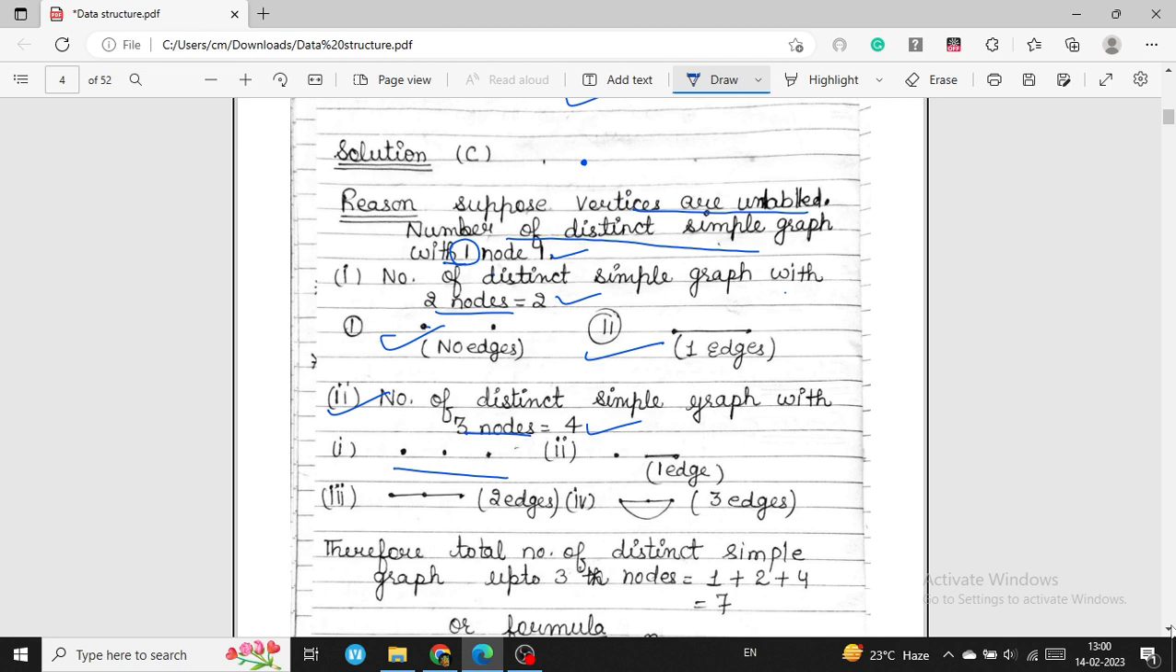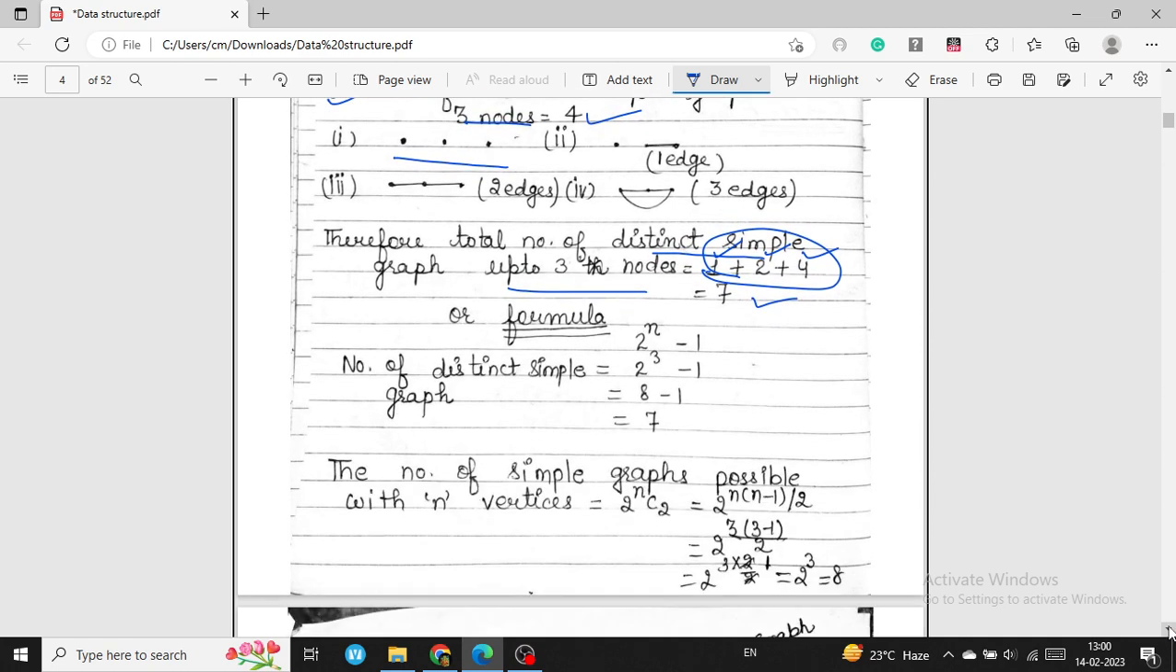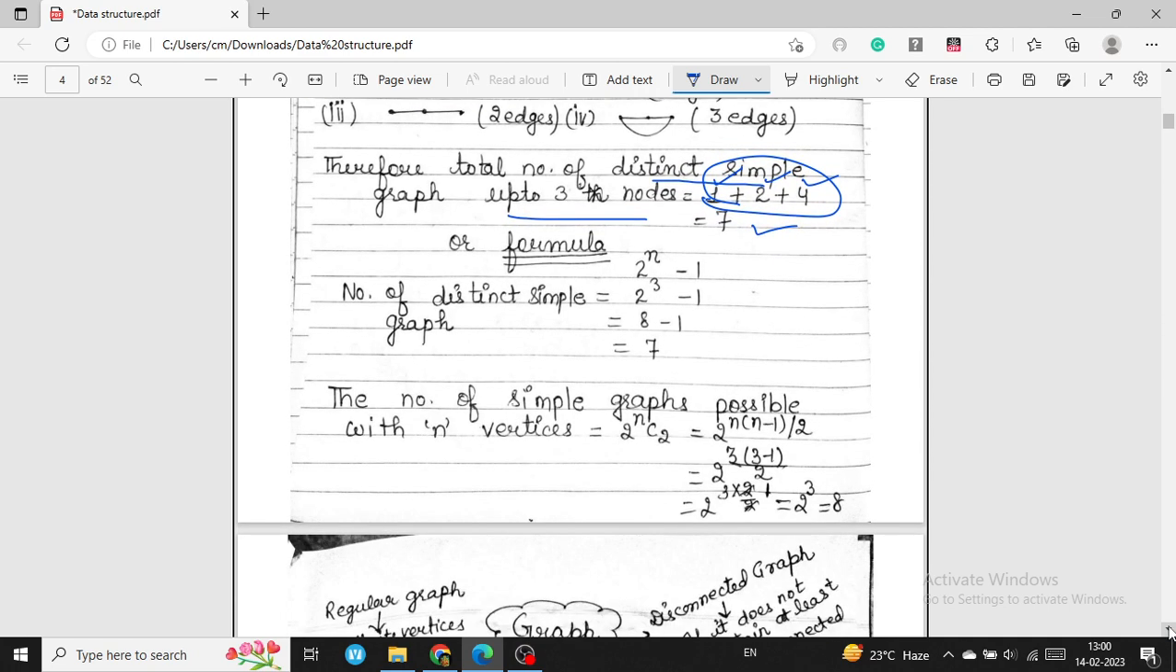Therefore, the total number of distinct simple graphs up to 3 nodes: one node graph, 2 node, 3 nodes. When we add all these, that will be equal to 7. You can also use this formula. Number of distinct simple graphs is 2 raised to power n minus 1. 2 raised to power 3 minus 1, we find 7.